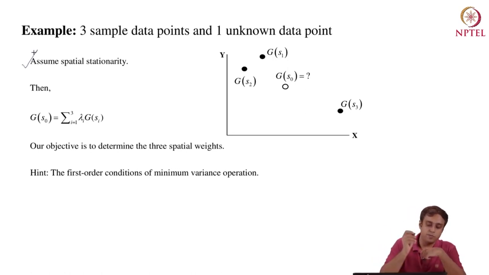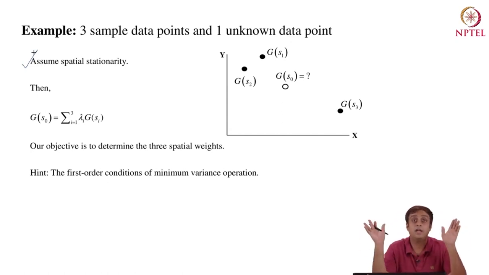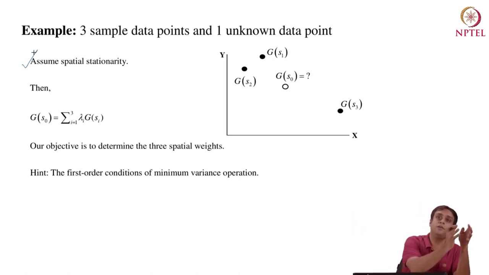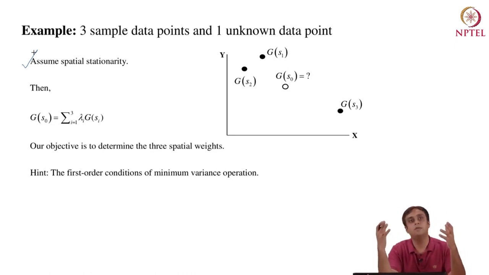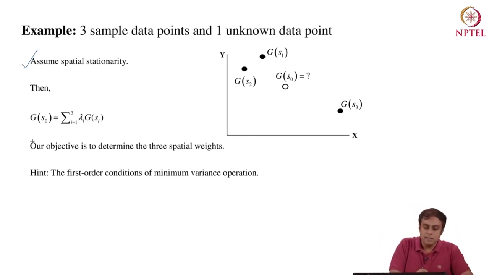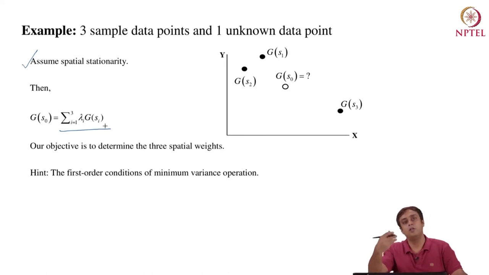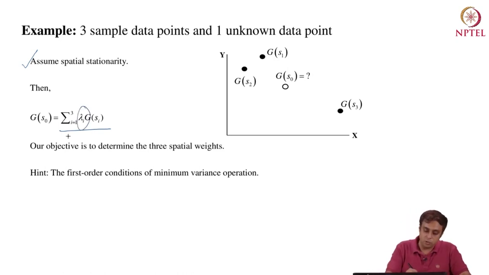The first thing I must do is assume spatial stationarity. If it is non-stationary, I should construct a filter, apply the filter to my data, detrend it, remove all the non-stationarity, and then work with the residual. Here I'm going to start by assuming stationarity in the data, but it's an imperfect assumption, which almost always need not hold with real world data. Then G of S0 is nothing but the weighted sum of all the available values, which is the summation of lambda i G of S i, with i equals 1 to 3. Our objective here is to figure out the optimal weights lambda i star.